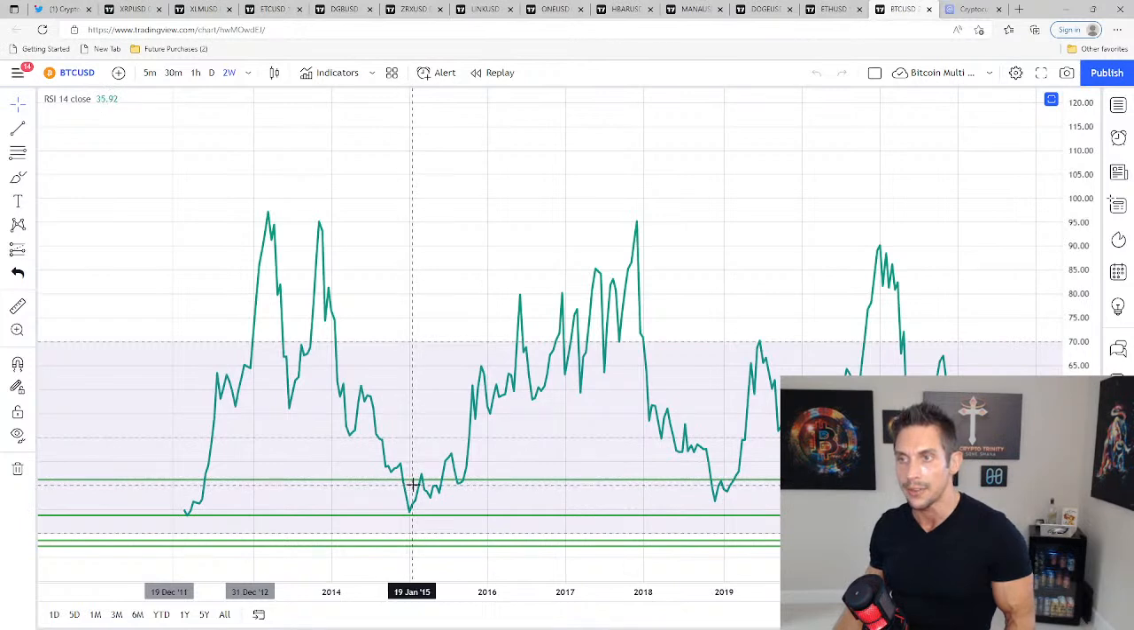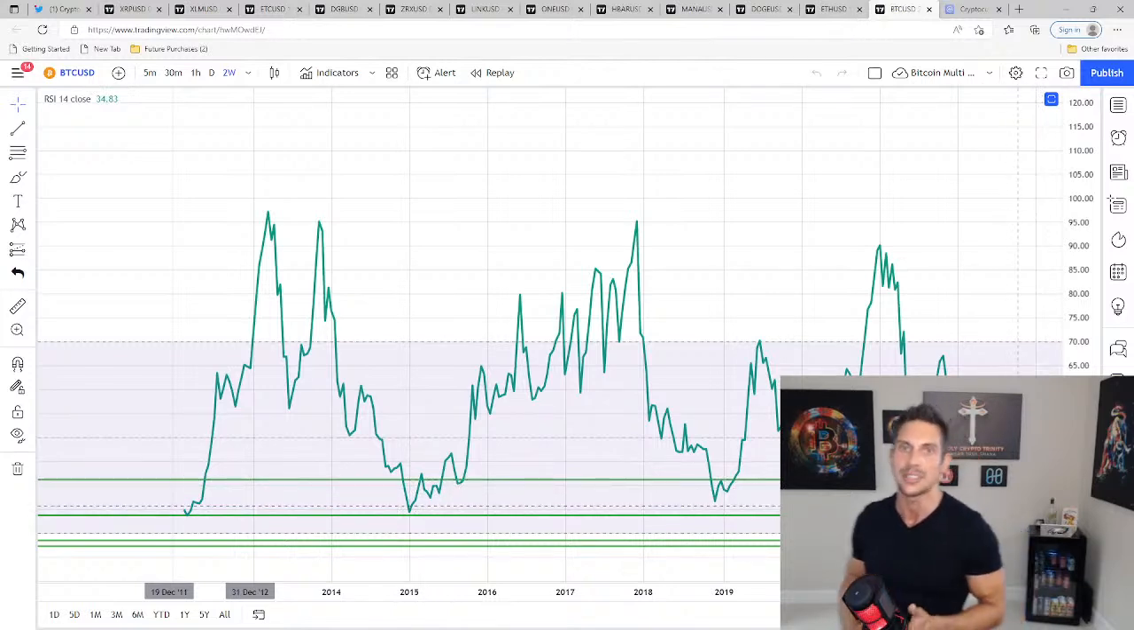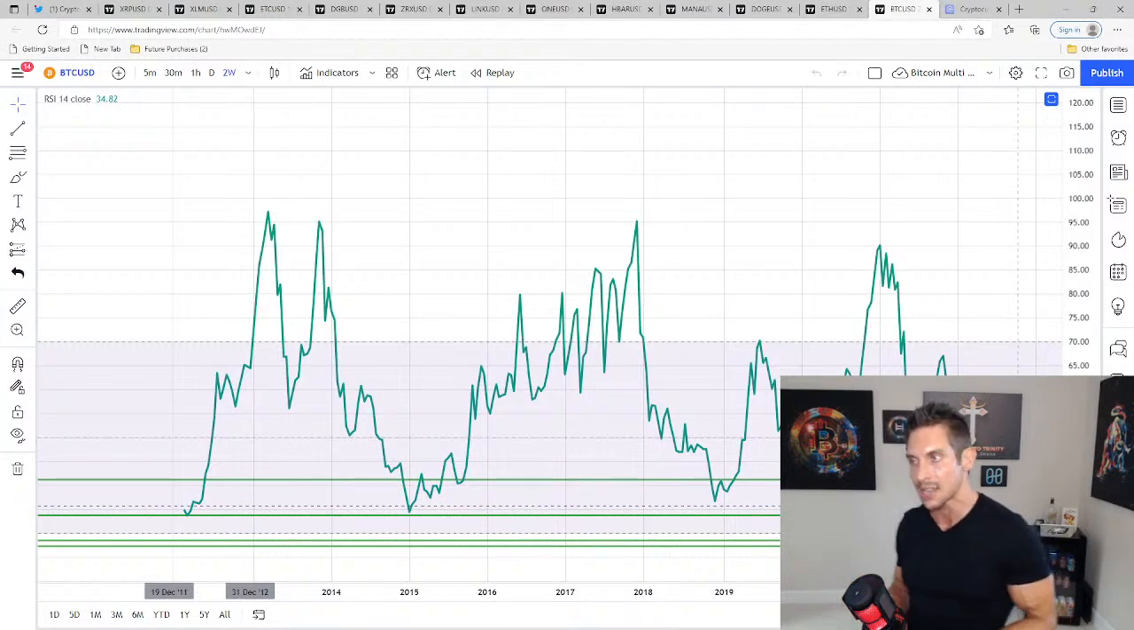In 2015, we were at 34.37. So basically the same level. This was actually lower when the price was lower. So what happens is the RSI, the relative strength index, restates as price moves up and down, okay?